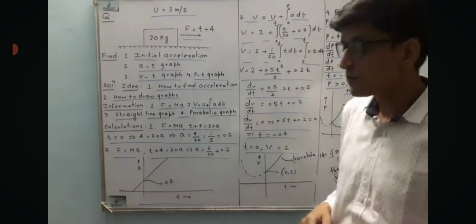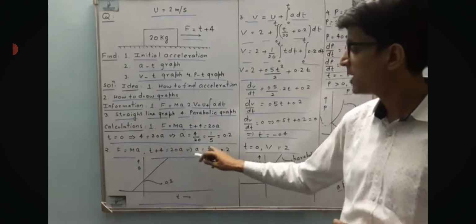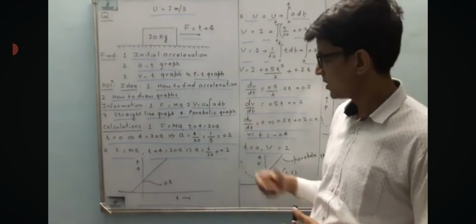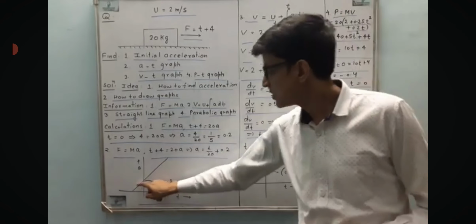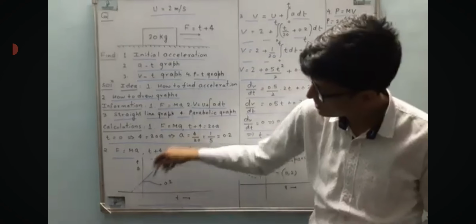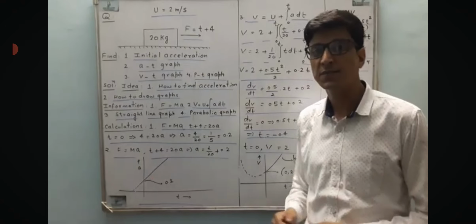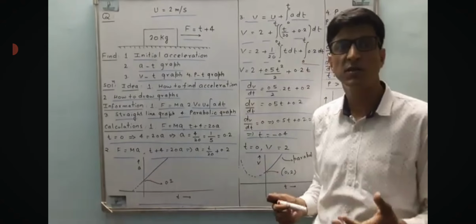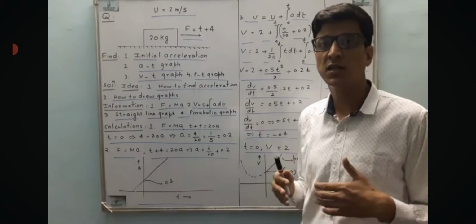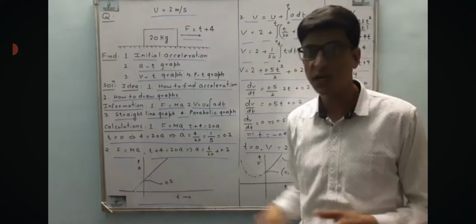Let's find instantaneous acceleration. F is equal to ma, t plus 4 is 20a. That gives you a is equal to t by 20 plus 4 by 20, which is 0.2. So we know that it's the equation of a straight line having positive slope and intercept 0.2. So that will be the shape of the graph. I have drawn this graph as dotted because time is not negative. We assume that time moves forward and it's not possible to revert it back.